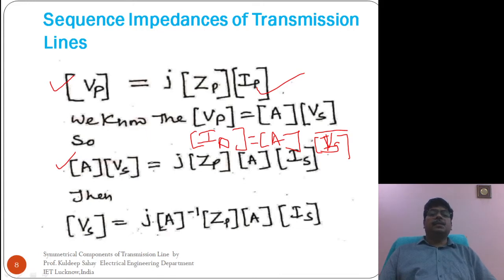So here this expression becomes j ZP into A IS. The transformation matrix A can be shifted from left to right by taking the inverse of this matrix. Since we are interested in finding the symmetrical components, VS can be represented as j A inverse into the ZP matrix, A matrix, IS.